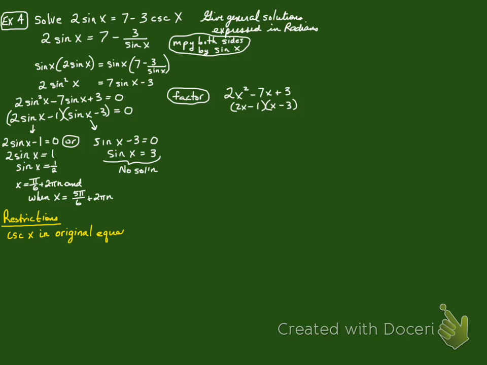What are our restrictions? Well, cosecant in the original equation means that sine of x cannot equal 0, but this will not have any effect on our solution.